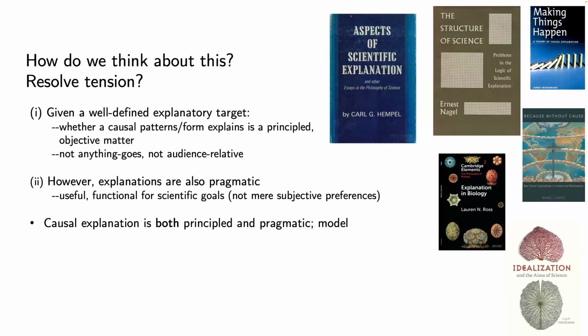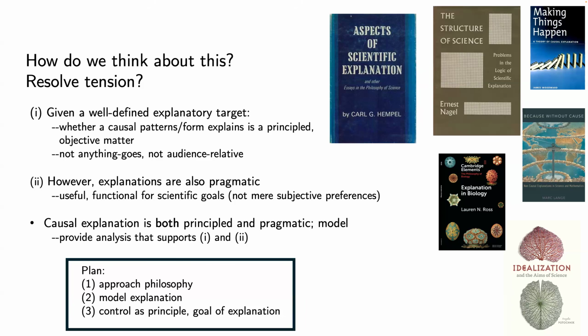Causal explanation in biology involves both of these. So it's both principled and pragmatic, and there isn't a tension between both of these features. That's part of what I will argue for and part of what I'll discuss. So I'm going to provide an analysis that supports these two points, and I'll do so with the following kind of plan for the rest of this talk.